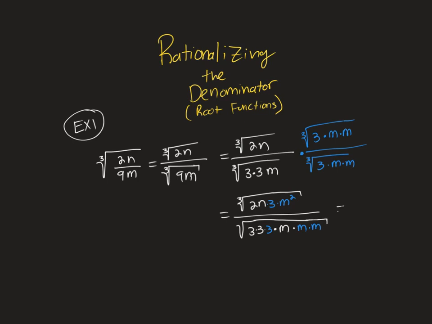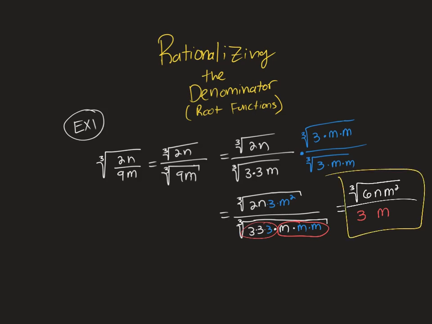So what is this? This is the cube root of 2 times 3 is 6, n times m squared is nm squared. Okay, that cleans itself up. Well, with a cube root, I need 3 things to pull out. So I pull out a 3, and I pull out an m. So now this is no longer a radical on the denominator, and we've got our answer.